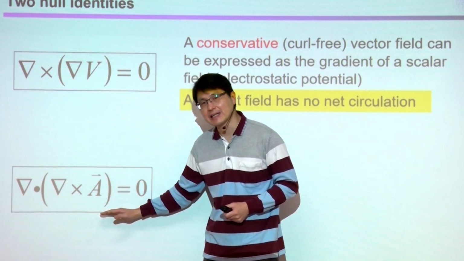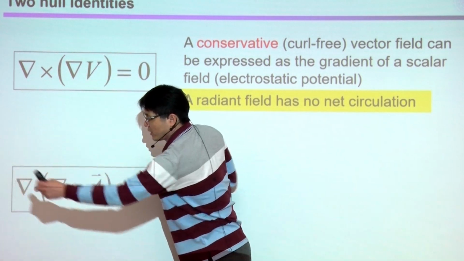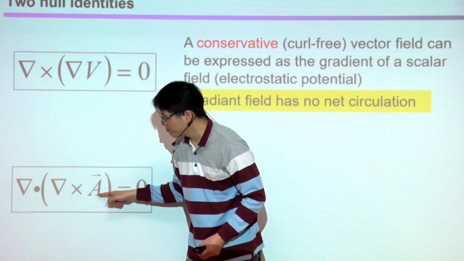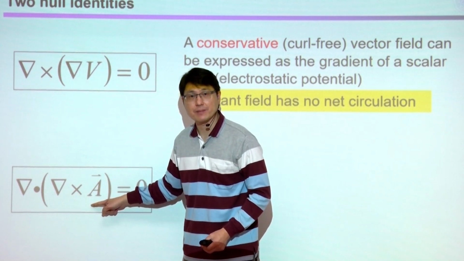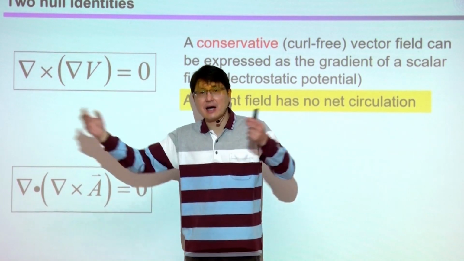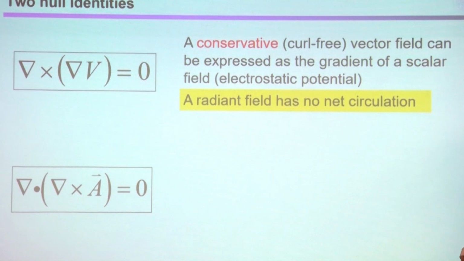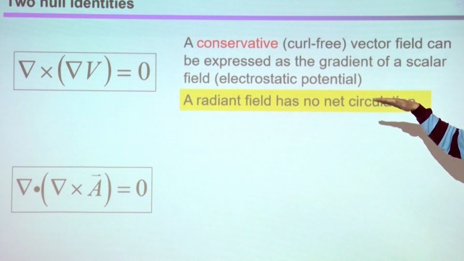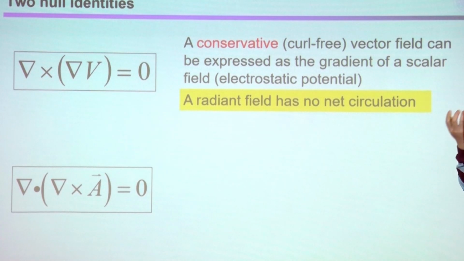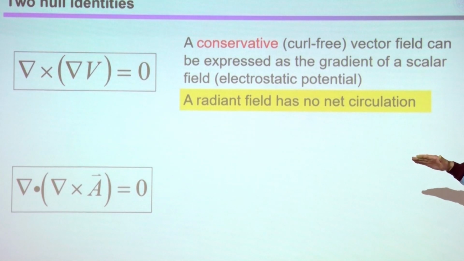So this second null identity means divergence. You're trying to sense fields flowing out, but unfortunately, you performed curl operation first. You try to find the components of A that are circulating, so it's not flowing out. Right? So these are the physical meanings behind these two null identities. So if you understand divergence operation, you understand curl operation, you understand gradient, these are actually very natural.